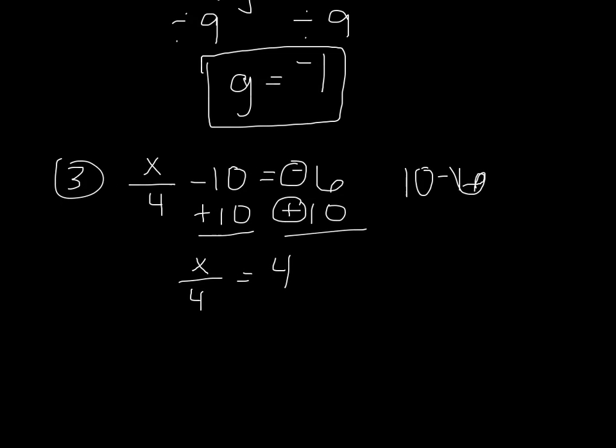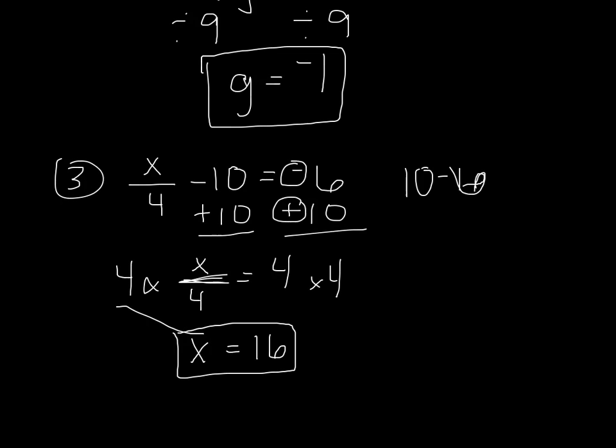Okay. So now I have to multiply both sides by 4, and I would get x equals. Why did I multiply here? Because this is dividing. I need to do the opposite sign. So 4 times 4 is 16. So 16 would be our answer for this one. 16 divided by 4 would be 4. 4 minus 10 would be a negative 6. Checks out.